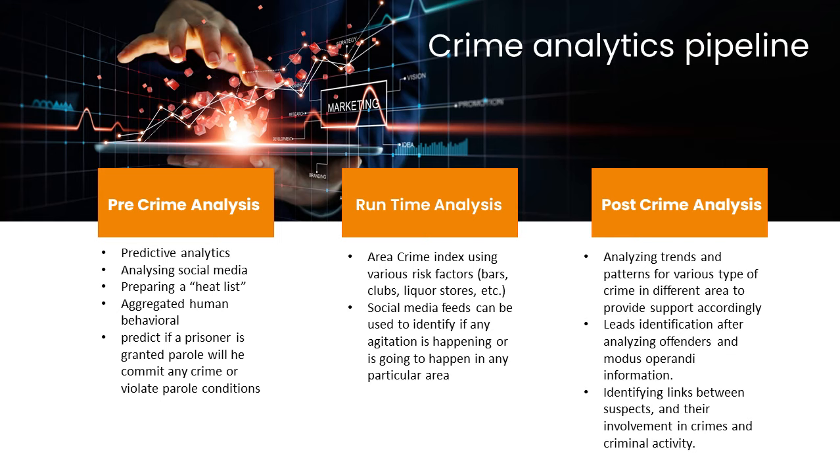Now, runtime analysis is the second step of the crime analytics pipeline. Here, we do an area-wise or region-wise analysis of the risk factors. For example, in a particular area, if you see a lot of liquor stores, bars, clubs, or a stadium, you can expect a high incidence of crime in those areas. Secondly, we also look at social media feeds, which can be very helpful in identifying areas, spots, and localities wherein you could see agitation and other incidents of crime. All these things fall under what is known as runtime analysis.